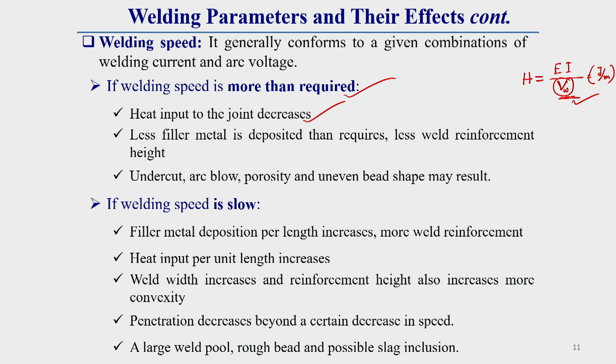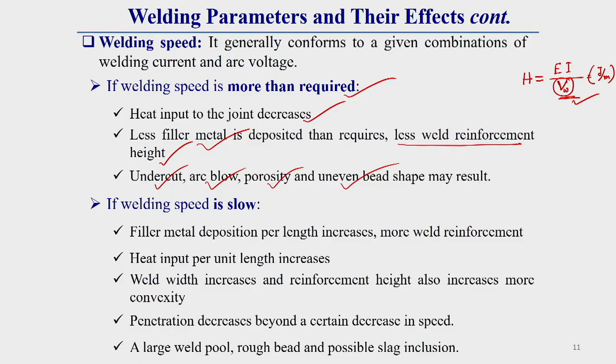Due to this decrease of heat input, there will be less filler material deposition, and so less reinforcement height as well. Apart from this, due to more welding speed, there can be undercut, arc blow, porosity and uneven bead shape. These types of different welding defects and effects can occur over the welding zone.